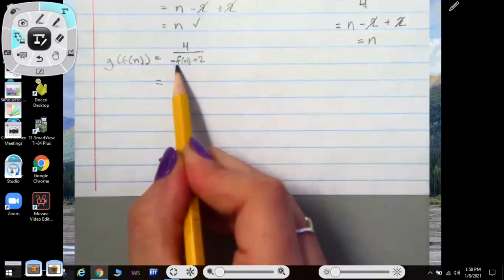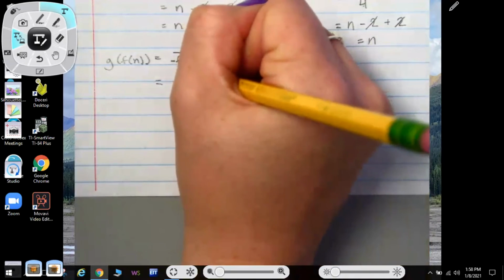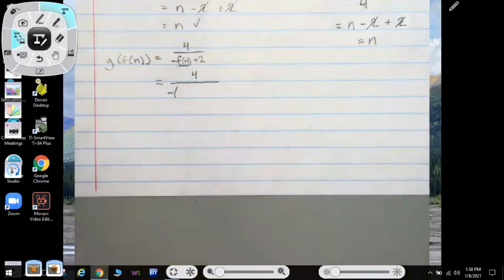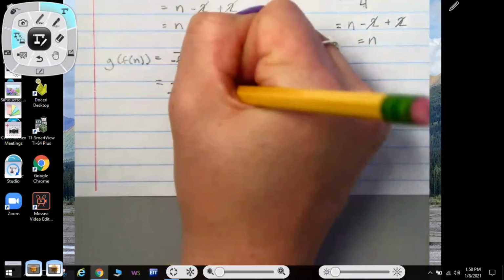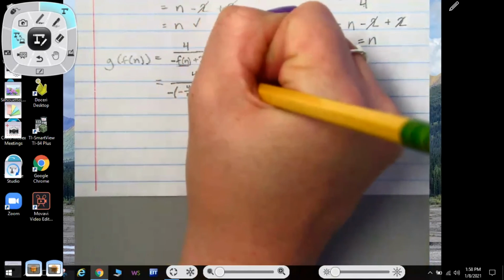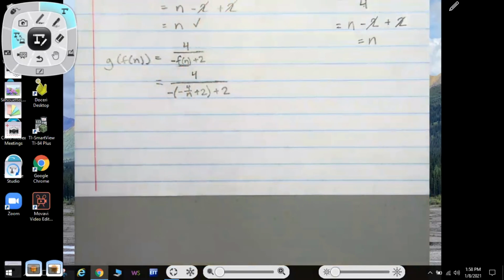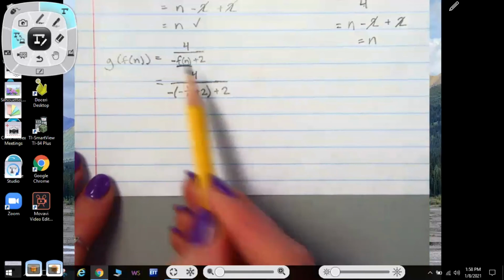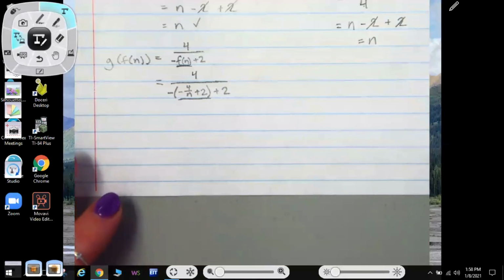Now we're going to actually replace this f of n with what f of n is equal to. So 4 over negative, and now we're plugging in f of n, which is negative 4 over n plus 2. And we still have plus 2 after that. So all we did was replace this f of n with what f of n is equal to, which is negative 4 over n plus 2.